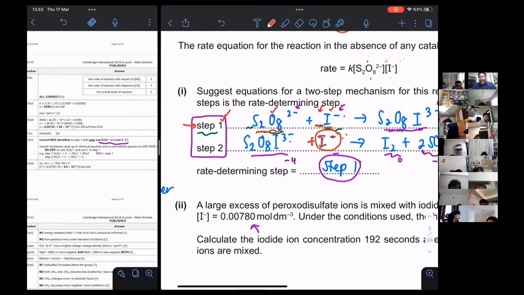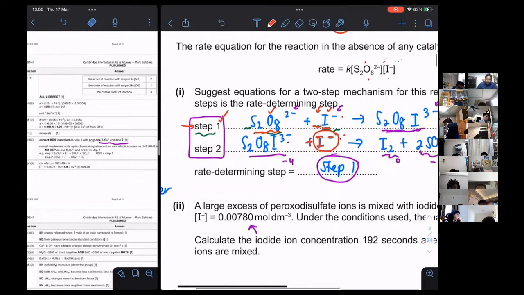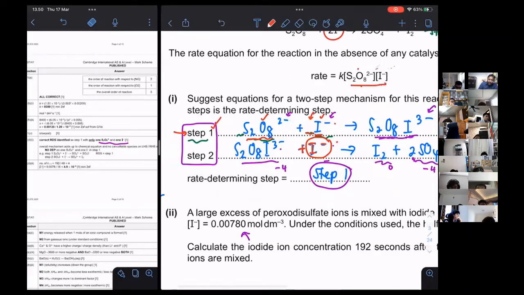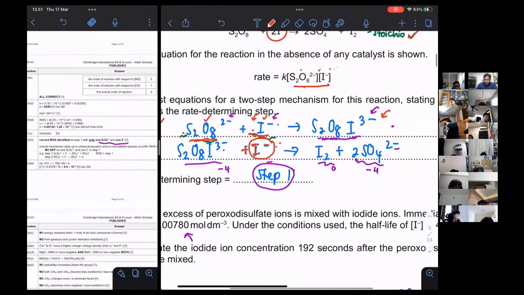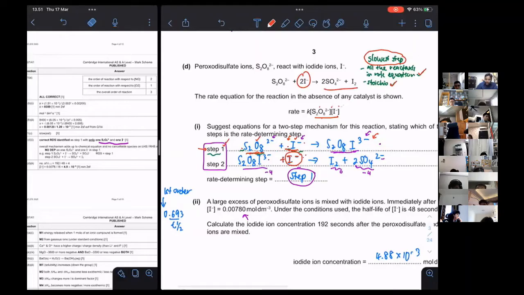But it's easier if you decide the slower step first, okay? And if you select the slower step, you just look over here and make sure all the required information is there according to the stoichiometric value. If it is 1, 1, so this is 1 and 1, you put that down first. And don't go and put the product straight, 2SO4 2 minus and I2 over there. You must put an intermediate, okay?